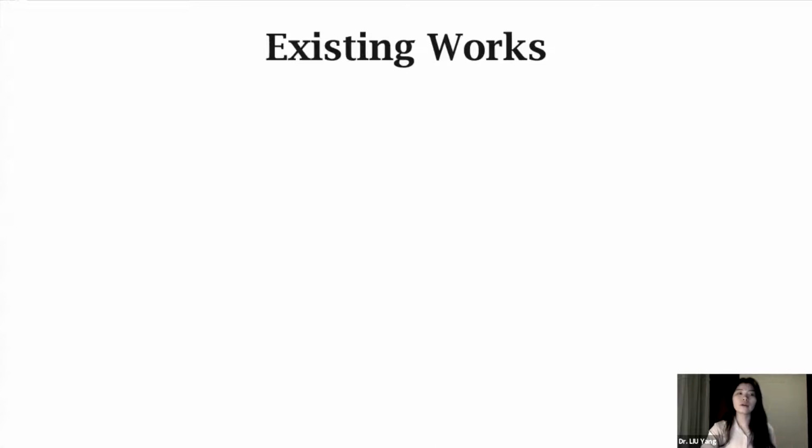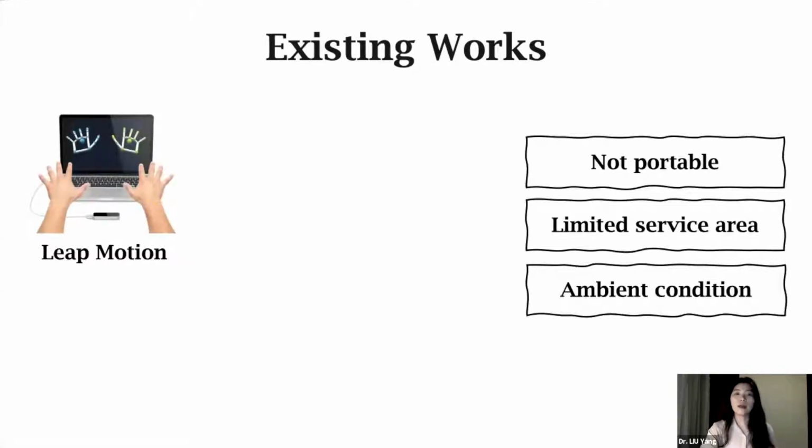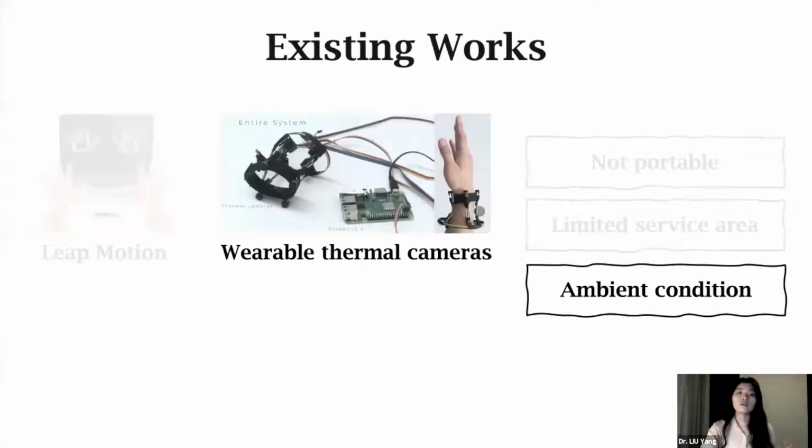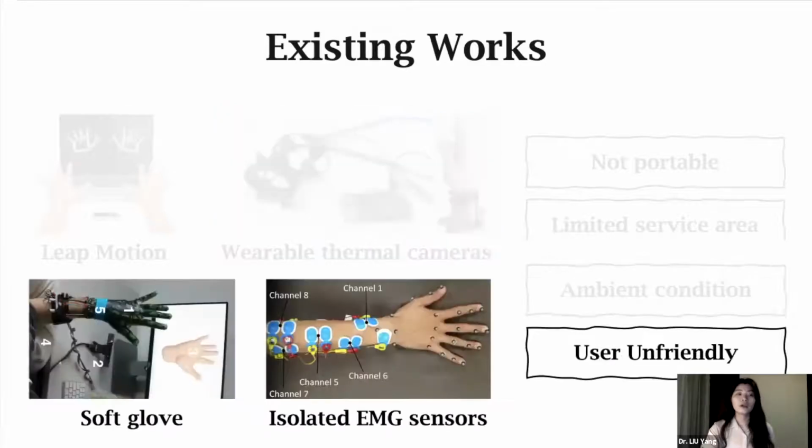One kind of work is based on cameras, like Leap Motion. However, they are not portable. They have limited surface area, and their performance is influenced by the ambient condition. One work further utilizes wearable thermal cameras, but its performance is still affected by the ambient condition, like temperature. To this end, some works utilize gloves or isolated EMG sensors on the user's arm, but they are not user-friendly and convenient.